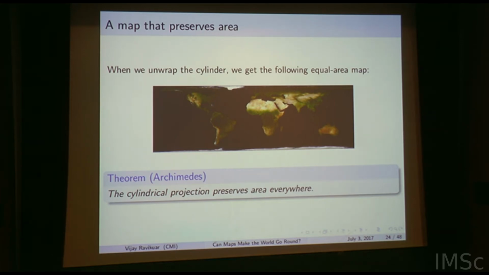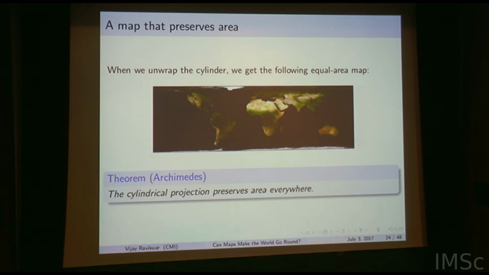So when we unwrap the cylinder, we'll get a map that looks like this. So this is an area accurate map of the planet. The proportional areas of all the different countries are perfectly on the nose. And you can see that Europe is just tiny compared to how we're used to seeing it. And Africa is actually much bigger than we're used to seeing it.